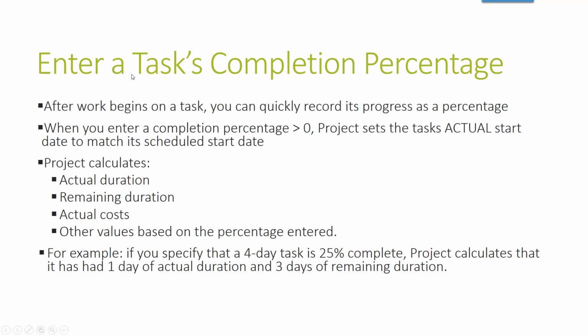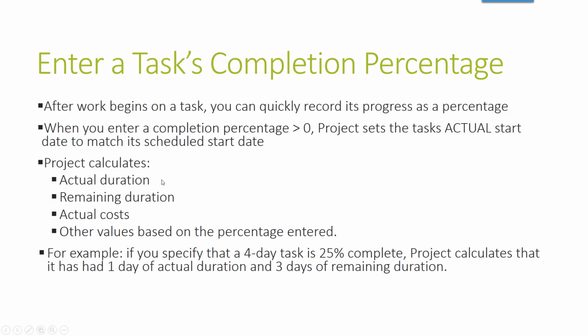Okay, the second one is to enter a task completion percentage. After work begins on a task, you can quickly record its progress as a percentage. When you put in a percentage that's greater than 0, Project will set the task's actual start date to match its scheduled start date. So let's say 10% is done. You go in and put 10%, and Project is going to take that projected start date and make it an actual start date, showing that it's moved 10% through.